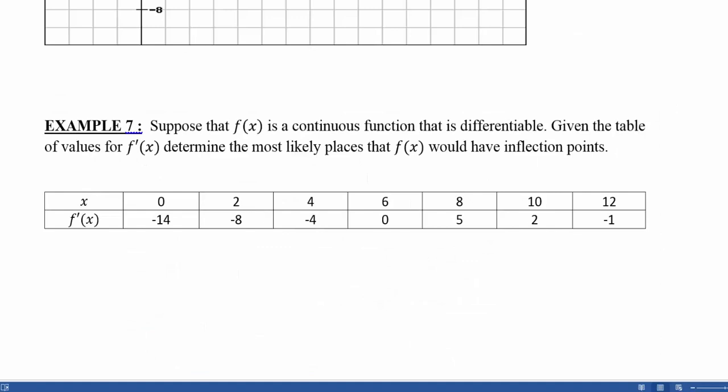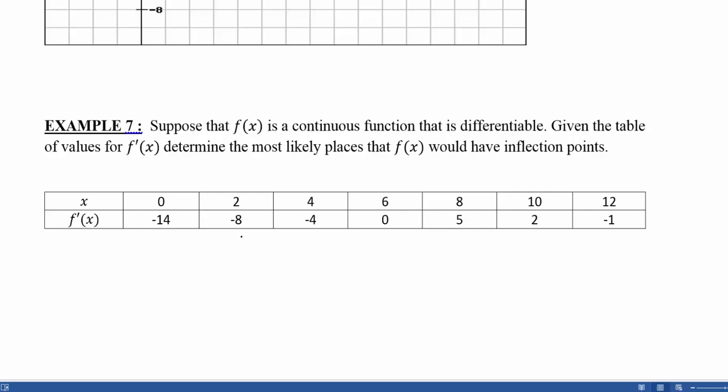Example 7. Suppose that f of x is a continuous function that is differentiable. Given the table of the values for the derivative f prime of x, determine the most likely places that f of x would have inflection points. So again, when we have information about the first derivative, we're looking for the places where we change from increasing to decreasing or decreasing to increasing, because that is where the second derivative is changing signs. So let's look at the values of the derivative to see what we can figure out.